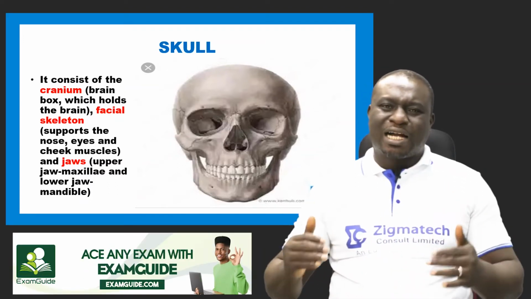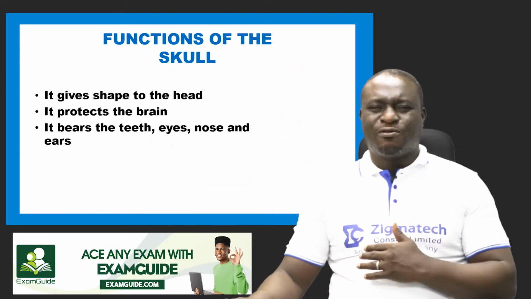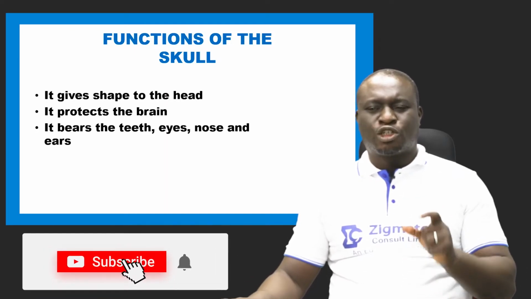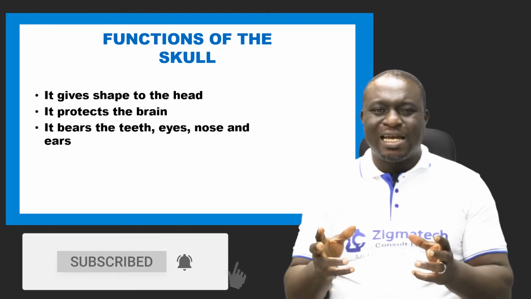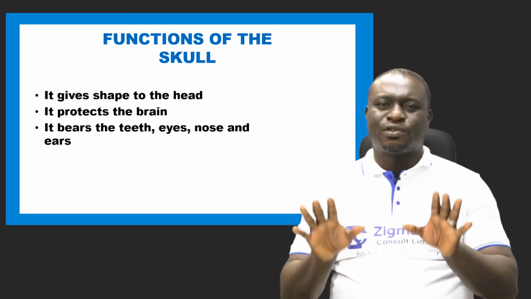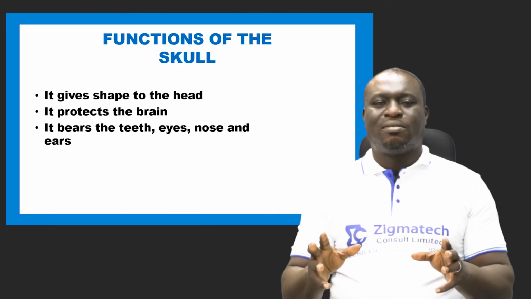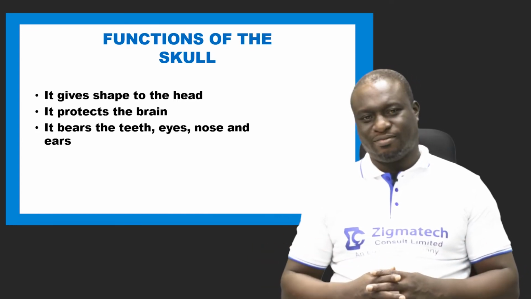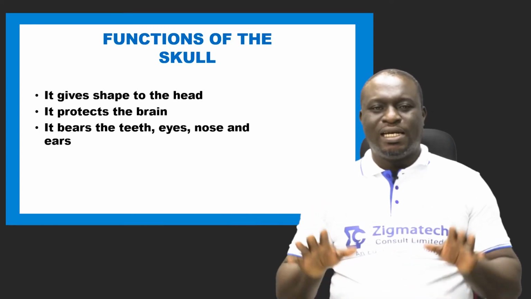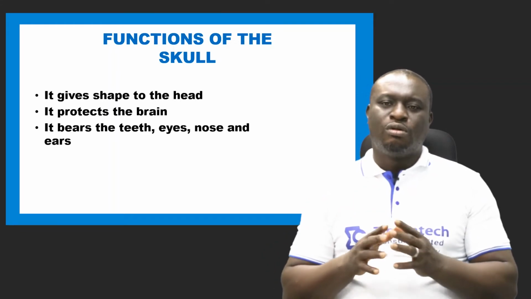Now, what actually are the functions of the skull? I'll just give you three functions of the skull. Number one, the skull gives the head a particular shape. The skull gives shape to the head. So it means that the shape of the skull determines the shape of the head. Number two, it protects the brain, mostly the cranium. The cranium provides protection to the brain.